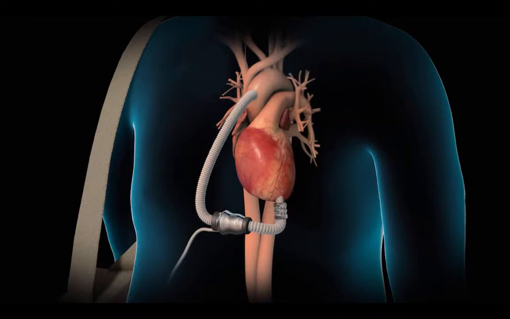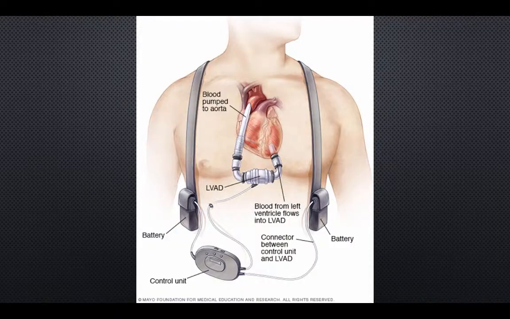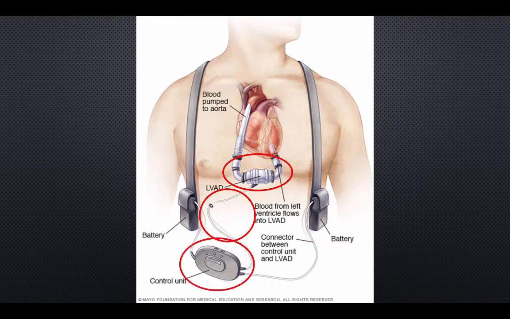The devices contain three variables, which are speed, flow, and power. These variables are modified by the components of the LVAD. The pump, which is generally situated in the peritoneum, takes blood from the left ventricular apex and pumps it to the aorta. The driveline is the cable that enters the skin and connects the control unit to the pump. The controller or control unit is the external computer that monitors the performance of the pump. It is also where the settings of the pump are selected.